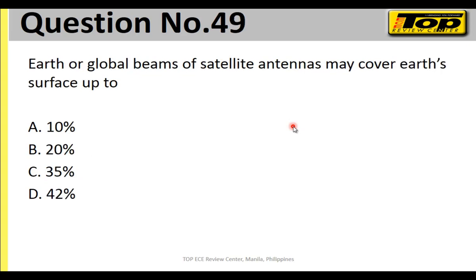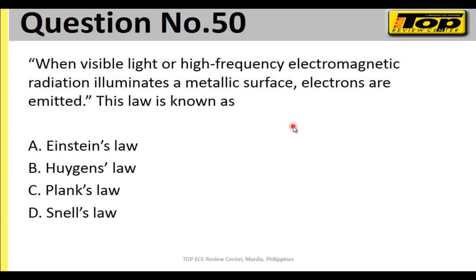Number 49. Earth or global beams of satellite antennas may cover Earth's surface up to what? Ang Earth or global beams can cover, like for example, the geosynchronous satellites are using Earth or global beams. So they can cover up to how many percent? Up to 42% of the Earth's surface. Number 49, letter D. Number 50, when visible light or high-frequency electromagnetic radiation illuminates a metallic surface, electrons are emitted.